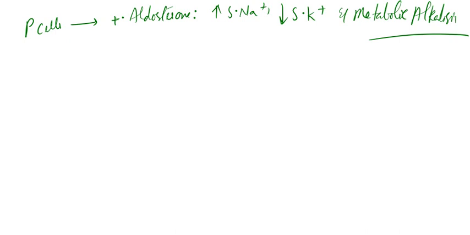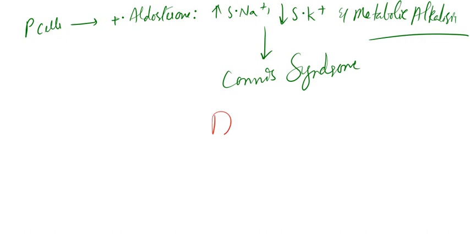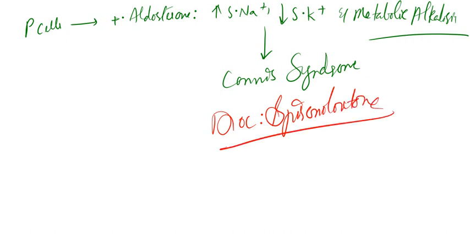Now this condition is what is called Cornish syndrome. What is the drug of choice? That is an important question. The drug of choice in Cornish syndrome is spironolactone. Why spironolactone? Can anyone speak? Because spironolactone is a potassium sparing diuretic. Always remember, potassium sparing diuretic.